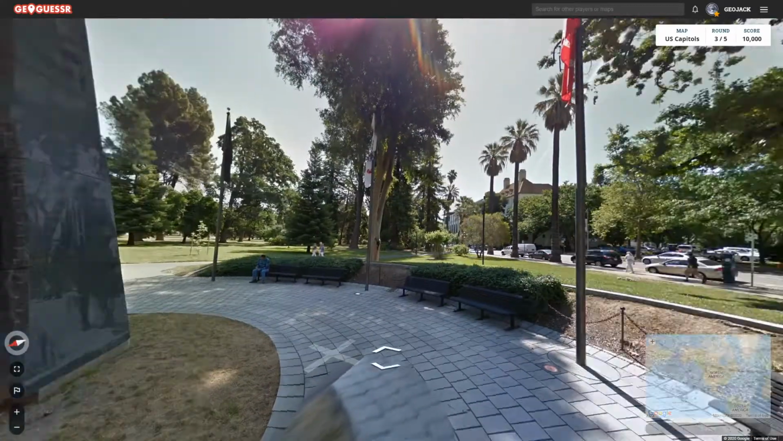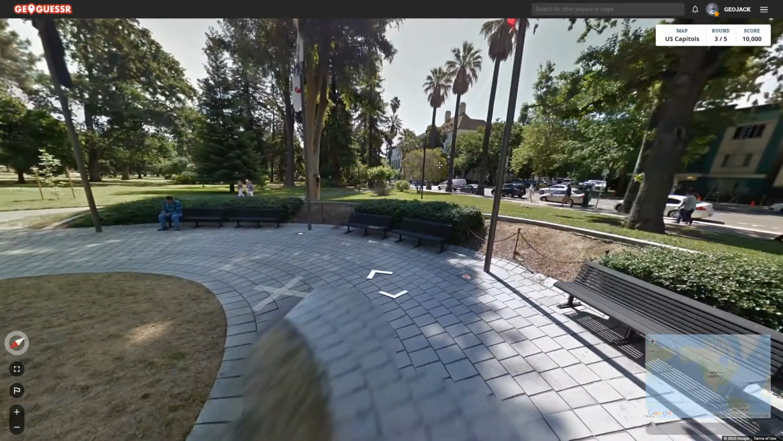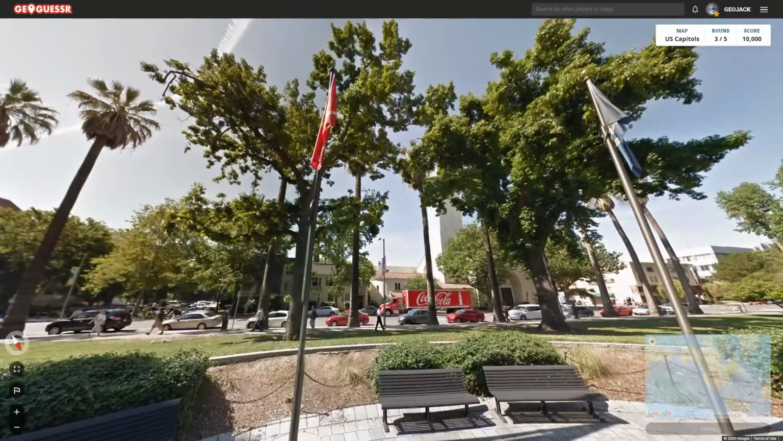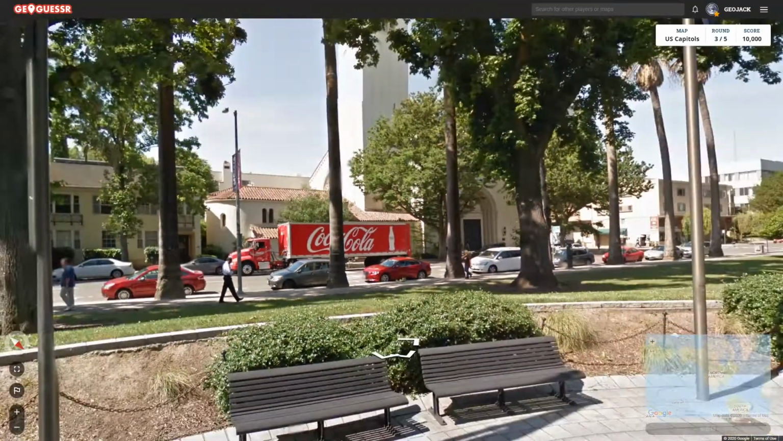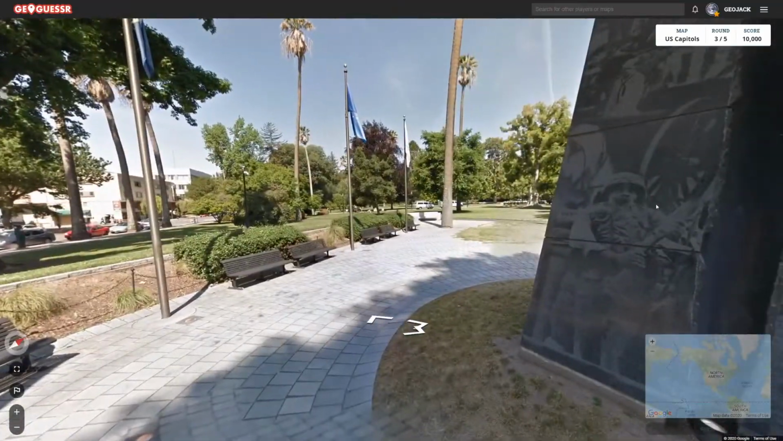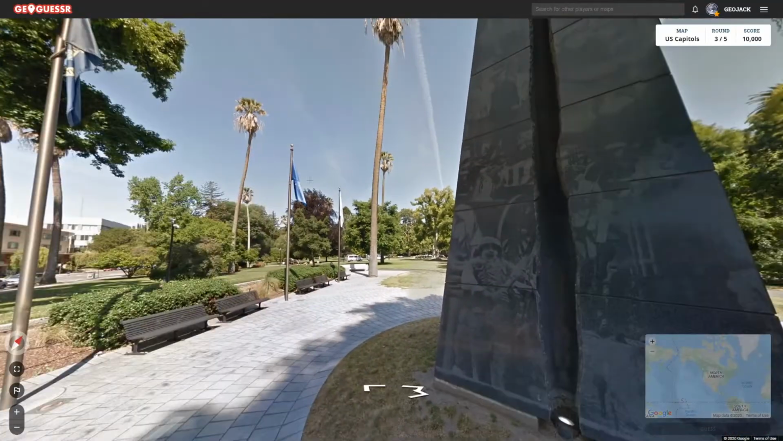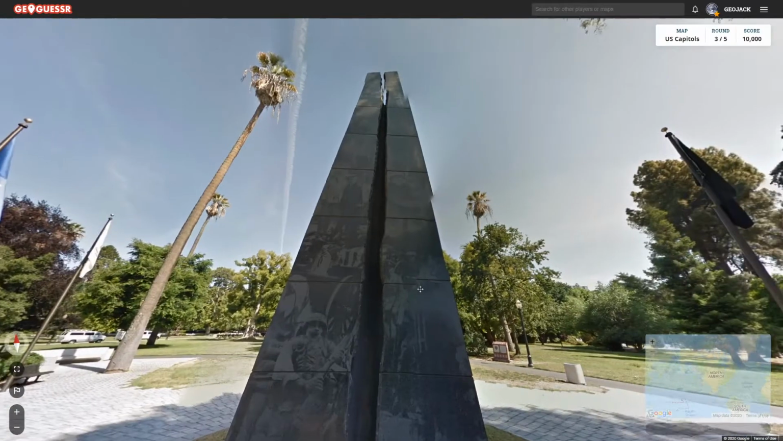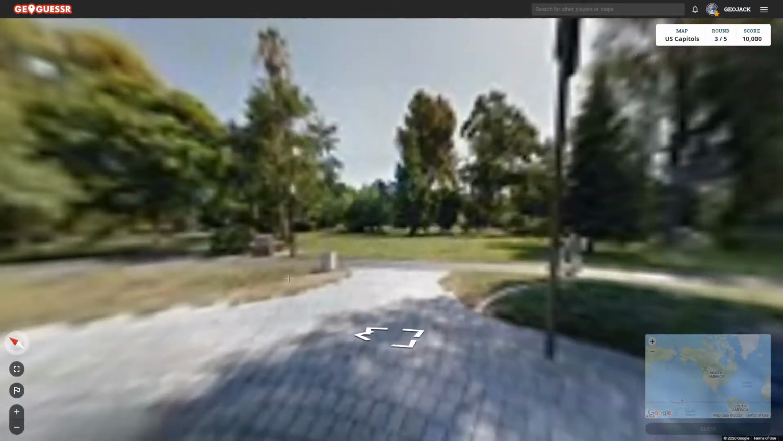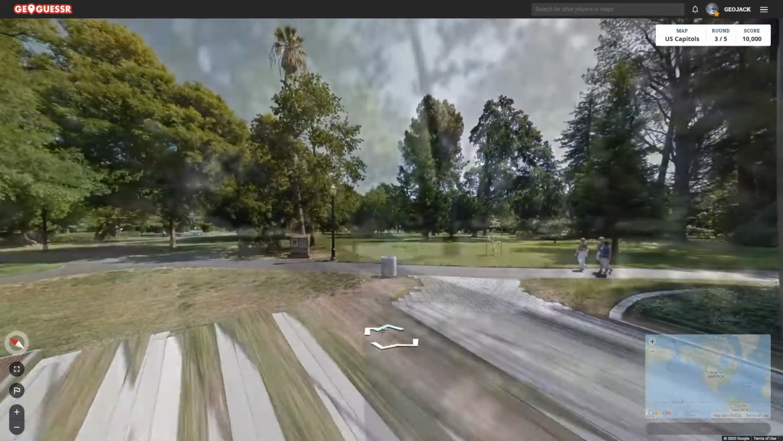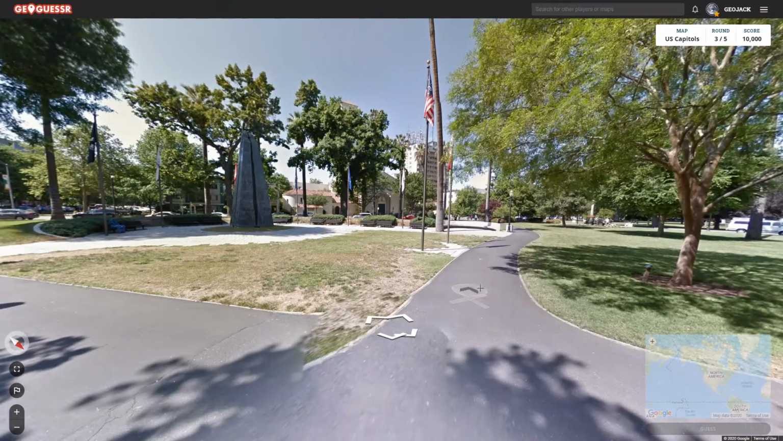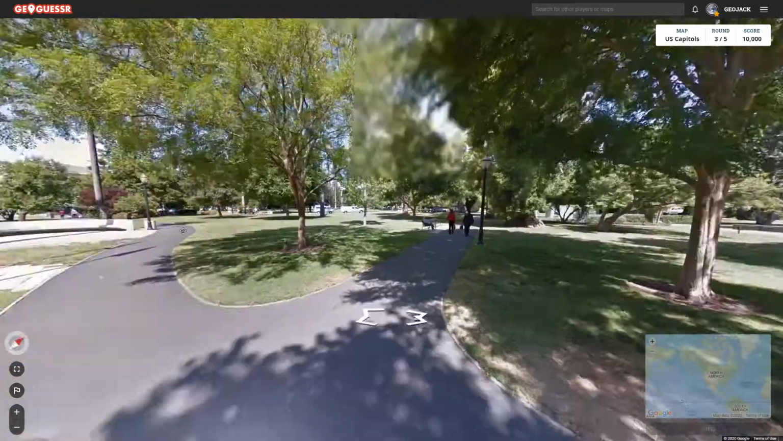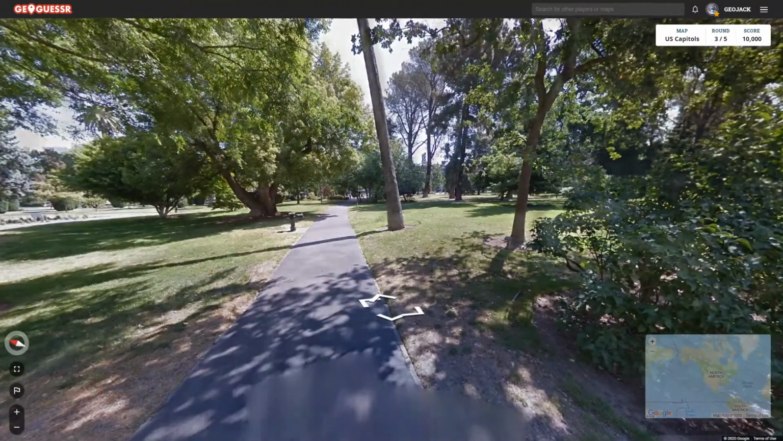Right, this is not helpful at all. Usually the flags can be helpful. There's a Coca-Cola van. Like the Christmas advert. That's cool. Is that an EU flag? I don't know. Hawaii, it could be Hawaii, couldn't it? I don't get that vibe, I must say, but you never know.